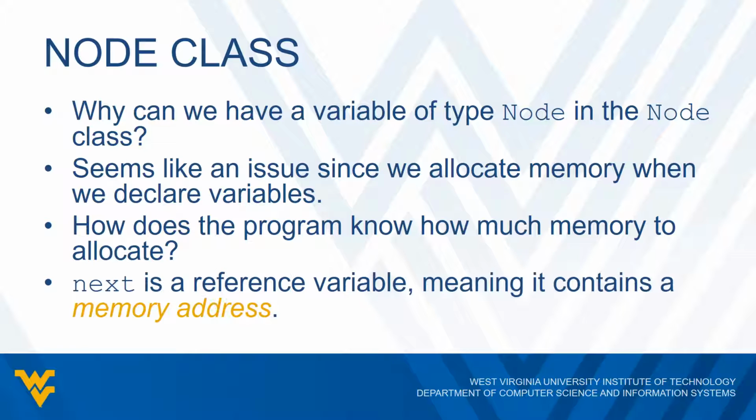Well, keep in mind that next here is a reference variable, so it stores a memory address. I think we talked about this before when we were talking about advanced Java stuff, where we're allowed to have reference variables be members of other classes. And here we actually can have a reference variable of the same class as a variable in that class. And since the memory address is a fixed size, we're not worried about how much memory to allocate. We know how much memory we're going to allocate for this next variable because it's just containing the memory address. Other methods will take care of allocating the actual memory that this memory address would correspond to.